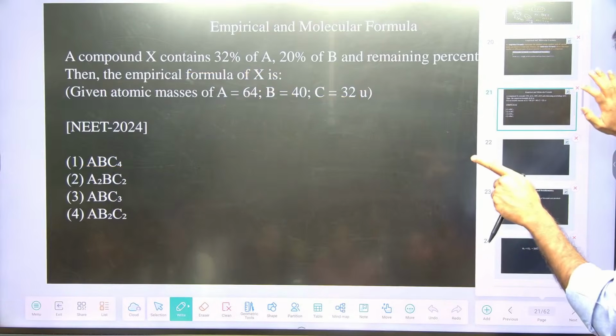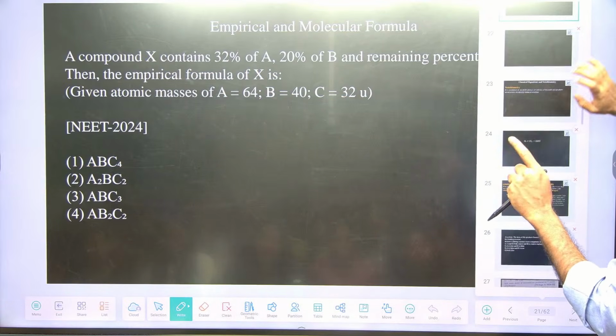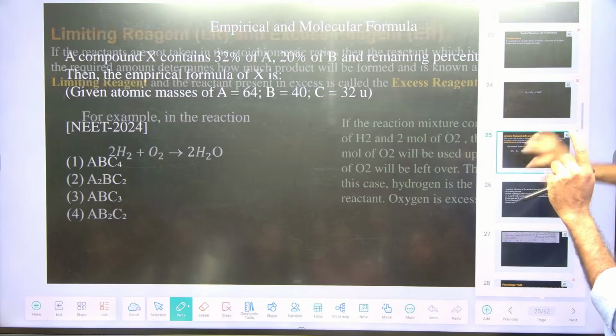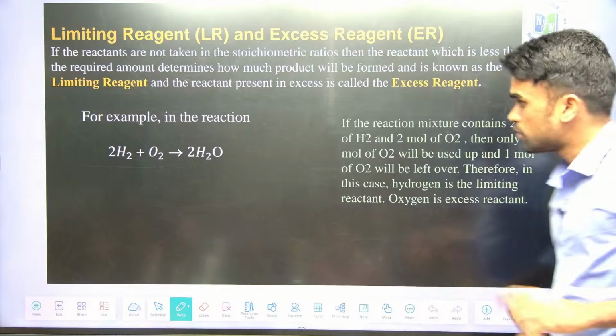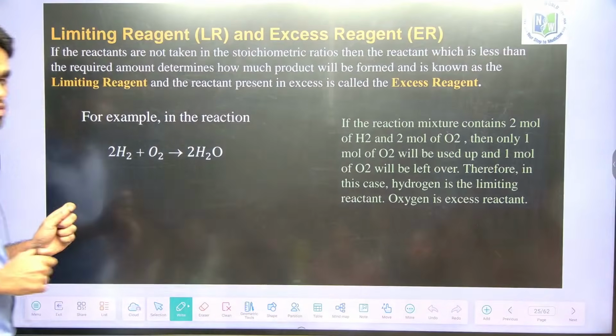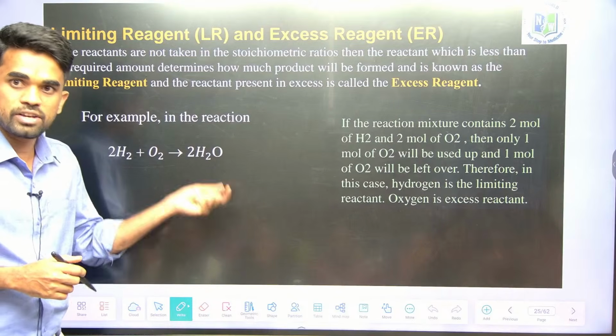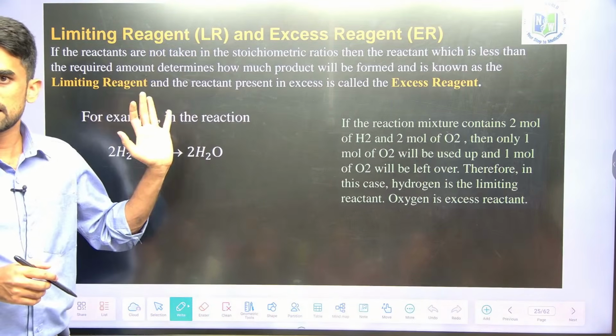So yesterday you solved this question. The next, stoichiometry also started, and limiting reagent and excess reagent we will discuss now. See, during a chemical reaction, what do we need to do? How much quantity of product is formed? We can say using the stoichiometric calculations.